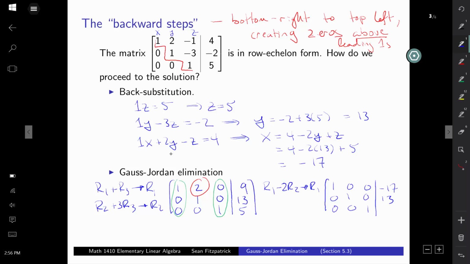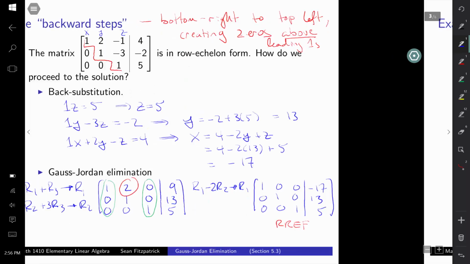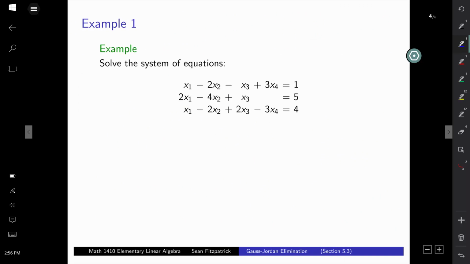0, 0, 1, 5. And now we're in reduced row echelon form. You can also see that from reduced row echelon form you can immediately read off the answer, and it's the same as before, right? The first row says x is minus 17, second row says y equals 13, third row says z equals 5, and you're done.